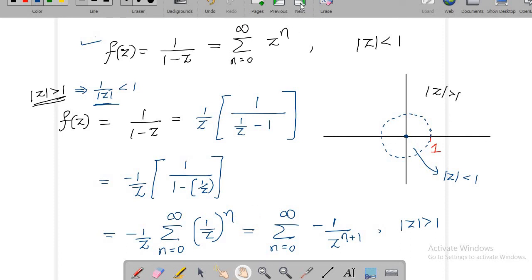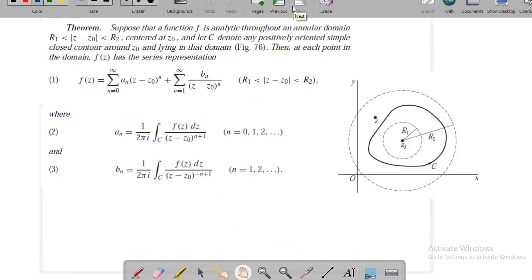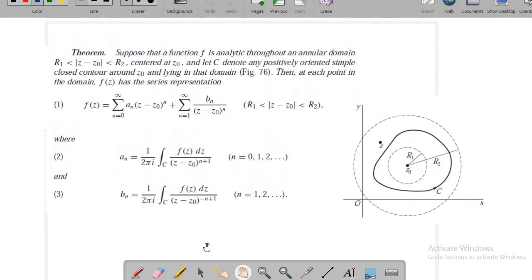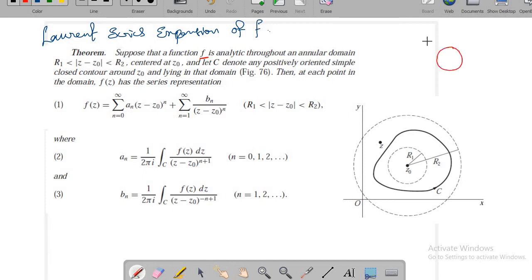So let us look at what Laurent's theorem says. So here is the Laurent theorem. Try to understand what this theorem says. You have a function f which is analytic throughout an annular domain. By annular domain, we mean the region between two circles. You see, this is the region. Let's say this is circle 1 and this is circle 2, and the region between these two circles is called an annular region.